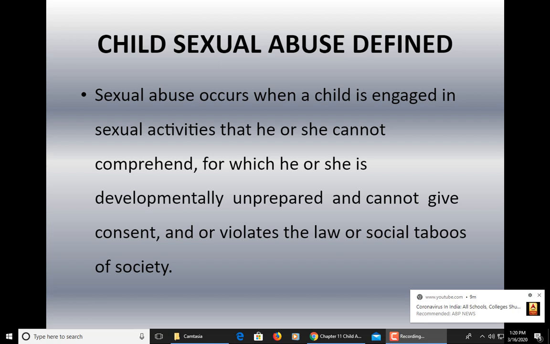Can't give consent, the legality of it. Even if the child understands what the law says, like for statutory rape, the child cannot consent to having sex whether they want to or not. But that last section of the definition is what gets the most attention. That violates the laws or social taboos of society. And when I say the social taboos of society, I'm referring to how many people just find it absolutely disgusting to have sex with a small child. You just don't do that. You don't try to harm a child that way.